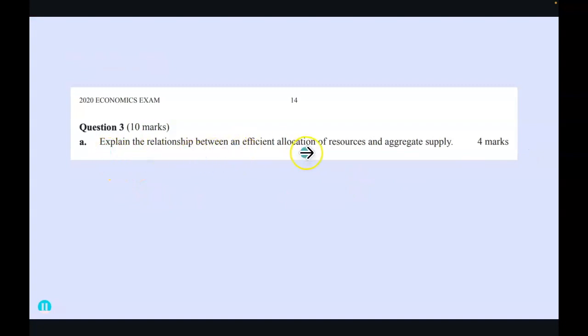Explain the relationship between an efficient allocation of resources and aggregate supply. There's a few ways you can answer this one, but I've put it here because it wouldn't be a bad idea to speak to this factor, productivity growth, through the idea of productive efficiency. So ultimately, if you're seeing an improvement in productive efficiency, we've got greater output per unit of input. That's going to reduce my average cost of each unit produced. My cost of production goes down. That shifts my aggregate supply to the right.